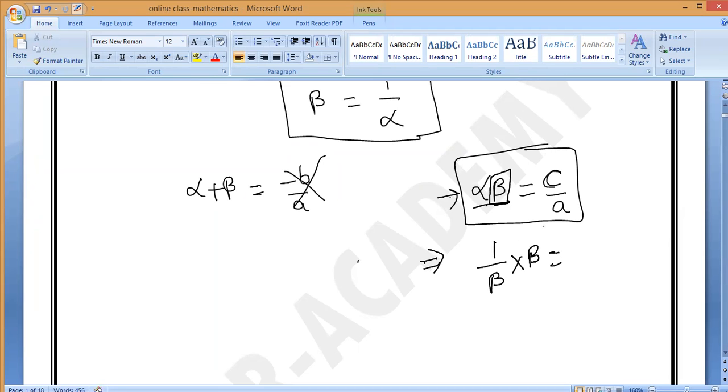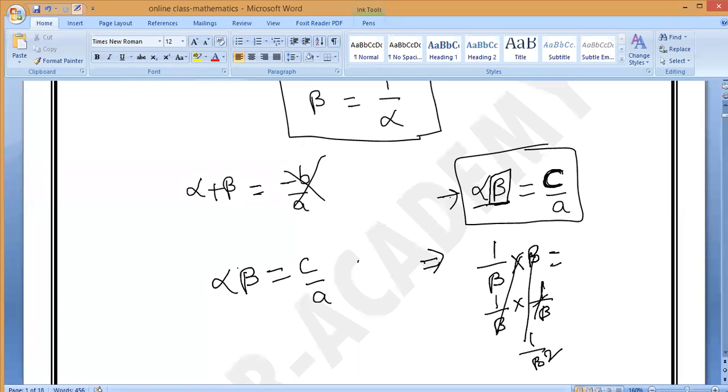Why, ma'am? Here we have to find the c value. Suppose you write 1 by beta, it is 1 by beta into 1 by beta, which is equal to 1 by beta square. Don't write 1 by beta. Here alpha into beta equal to c by a. Alpha equal to 1 by beta. Write beta as it is.